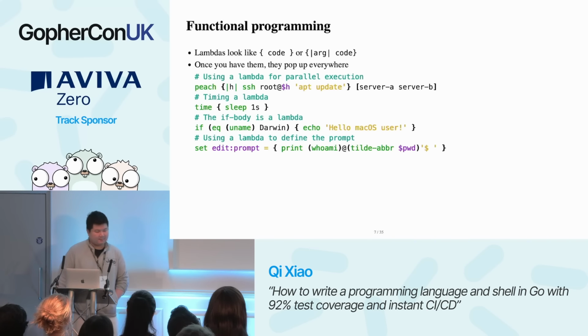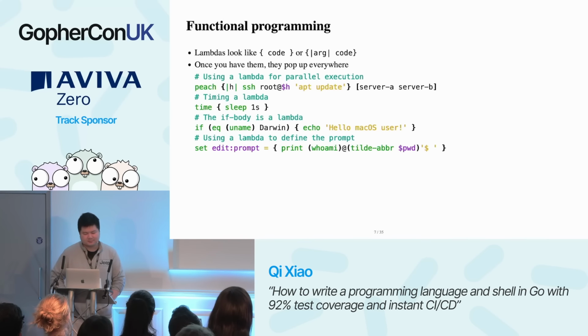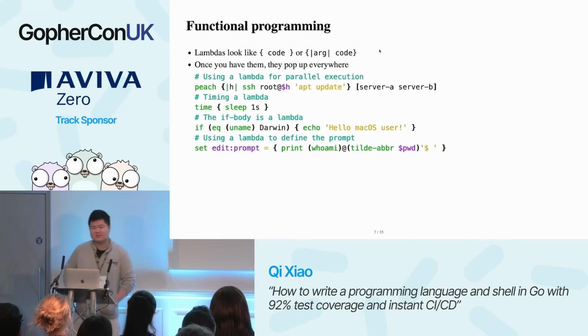All right, and if we talk about modern languages in this decade, we have to talk about functional programming. Every new language has that. Even old languages like Java are getting functional programming features. In Elvish, lambdas have a very lightweight syntax. It's just curly braces: if you put code in curly braces, that's a lambda. And if you want to declare arguments, it looks like this. One interesting thing is once you have lambdas, they pop up everywhere. You start wondering how you could program without lambdas.